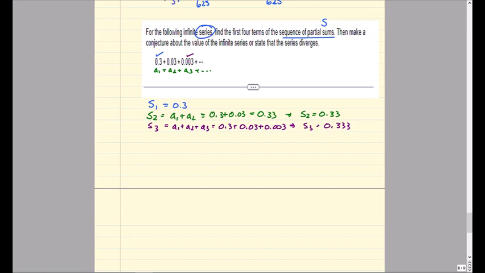Now S sub 4, I don't have a fourth term here, but notice my 0 in front of my 3 increases by 1 each time. So my next term would be 0.003. So A1 plus A2 plus A3 plus A4: 0.3, 0.3, 0.003, 0.003 would equal S sub 4, which is 0.3333. So those are my first four partial sums.